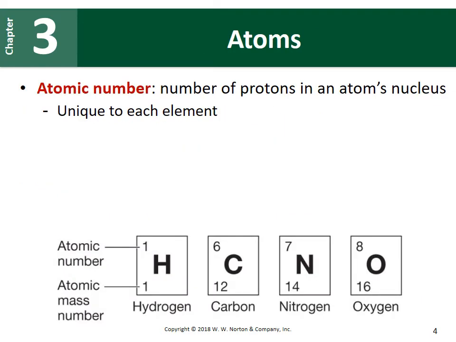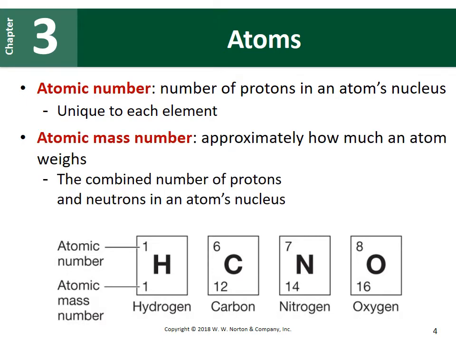The number of protons in an atom is called the atomic number. And this number is unique to every element, so it does not change. So every atom of carbon has 6 protons in it. Every atom of oxygen has 8 protons in it. So every element has its own unique atomic number. Hydrogen has 1, carbon, like I mentioned, has 6, nitrogen 7, oxygen is 8.